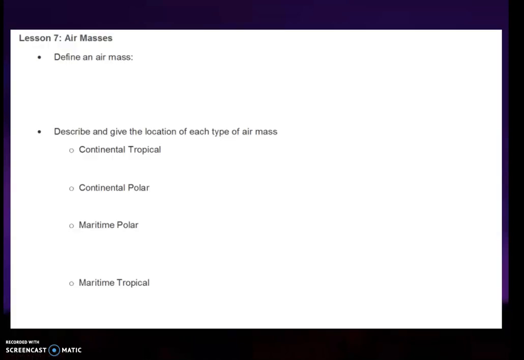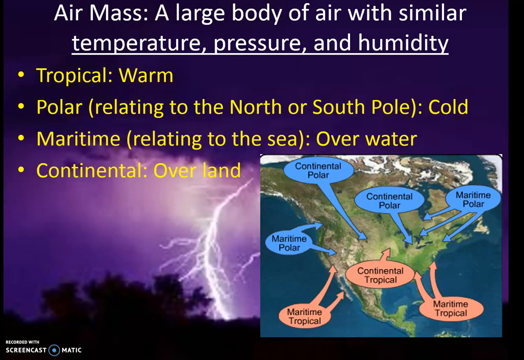All right, so now we're going to move into lesson 7, which is air masses. So again, this is from the note-taking guide. If you are following along on your note-taking guide, you can use this right here to take notes. To define an air mass: it is a large body of air with similar pressure, temperature, and humidity. We kind of started talking about these when we were talking about highs and lows.